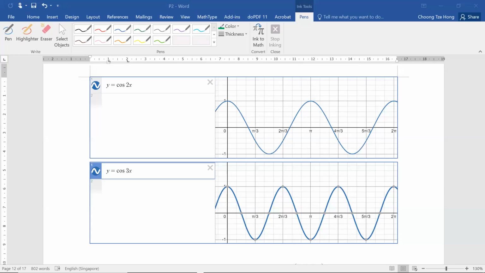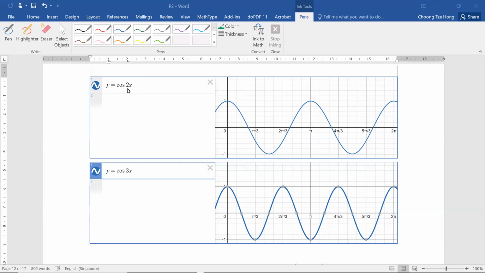Hi students, in this video I'll be going through the 2023 A Math Paper 2 question 7A. But before I go through the question, I would like to review some concepts regarding the period of trigonometric graphs. Over here I've drawn the graph of y equals cosine 2x, using Desmos.